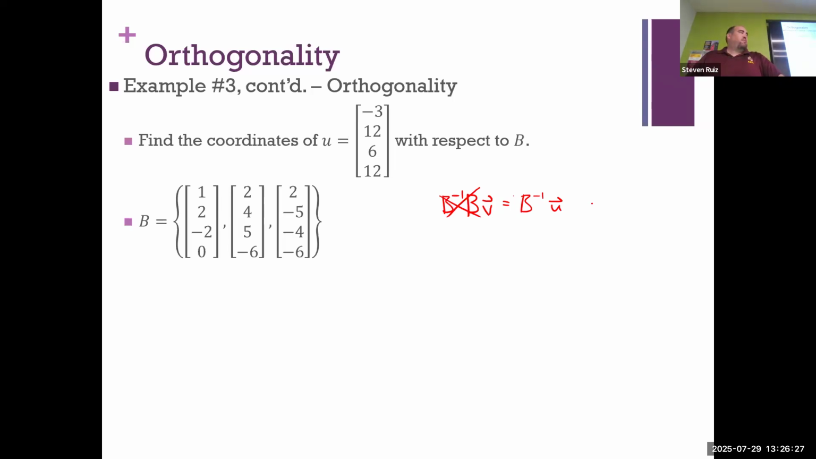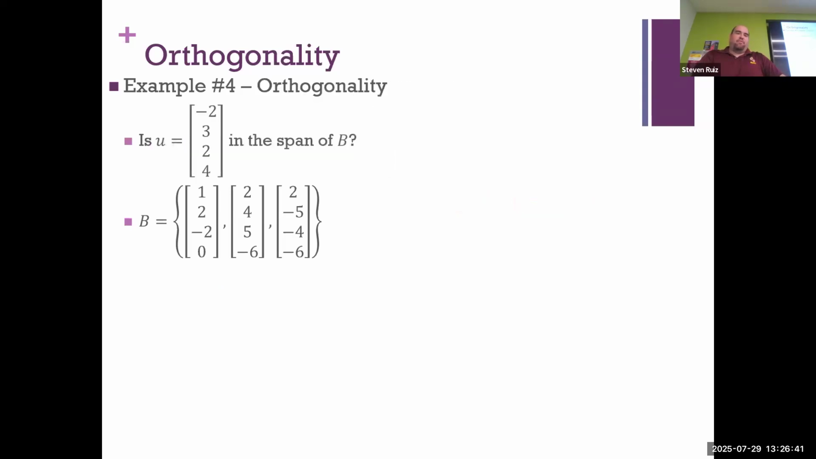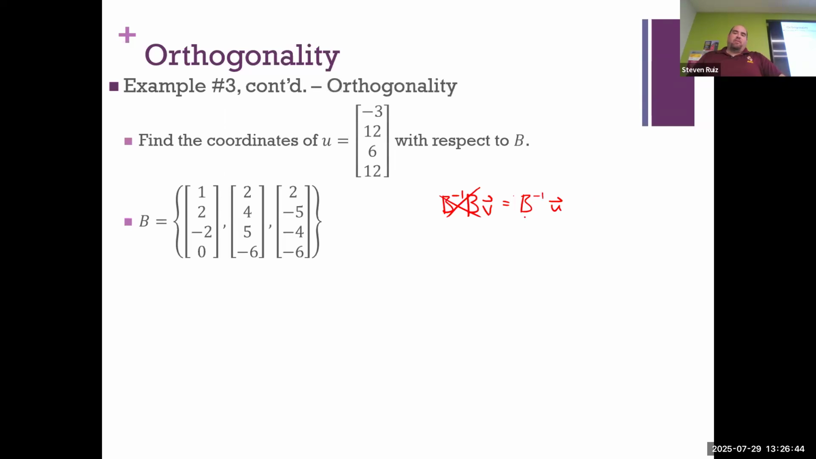So this is what you would have to do, right? So in general, this will work. But now I'm telling you this is an orthogonal basis. So there's something we can do. This will work, but now that we've verified that all the vectors are pairwise orthogonal, here's something else we can do. We can dot these things together. So the vector U is the one I'm interested in.